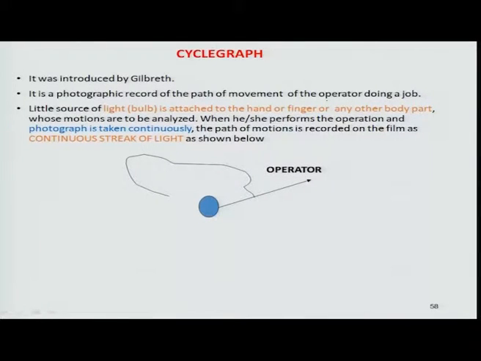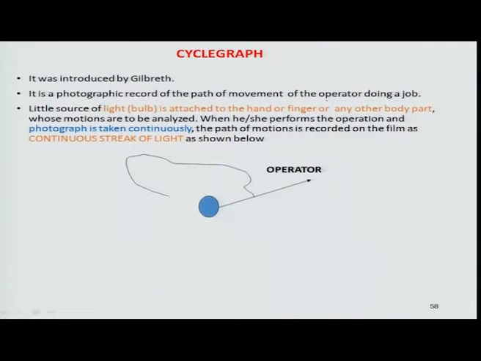So, we will first look into some techniques of how time studies can be carried out. The first technique, I think the CMO chart I had already introduced earlier, where we talked about simultaneous motion and we talked about assigning time scales to such simultaneous motions.